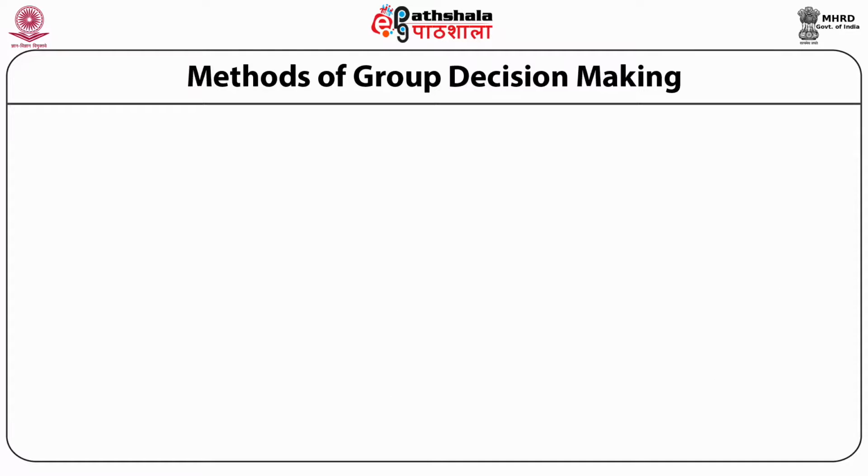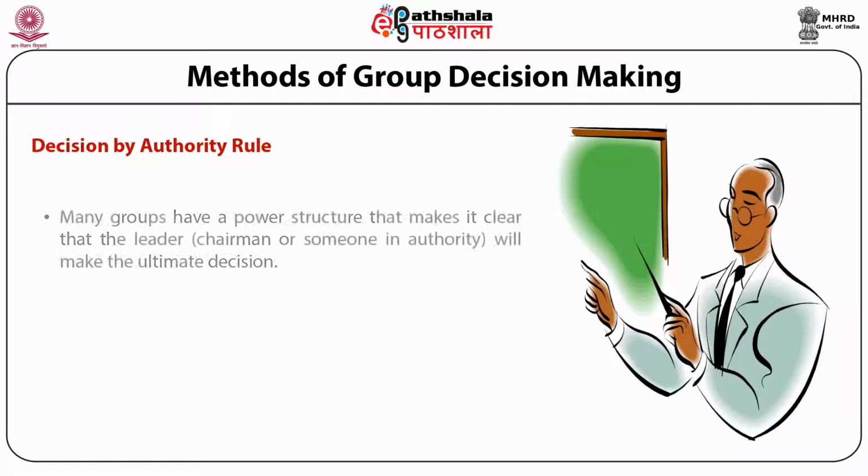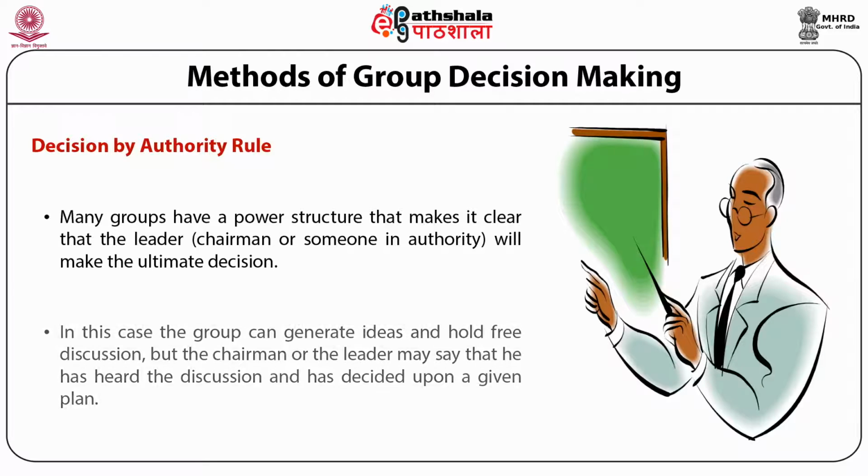The next method could be decision by authority rule. Many groups have a power structure that makes it clear that the leader or the chairman or someone in authority will make the ultimate decision. In this case, the group can generate ideas and hold free discussion, but the chairman or the leader may say that he has heard the discussion and has decided upon a given plan. So, this is called decision by authority rule.